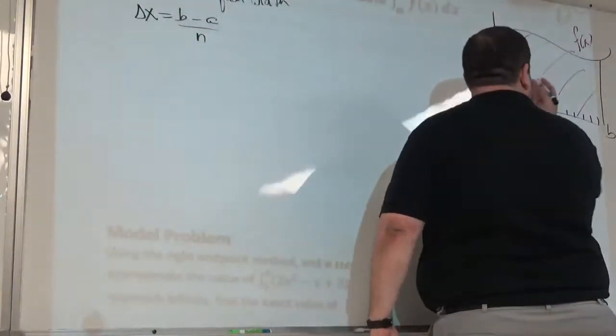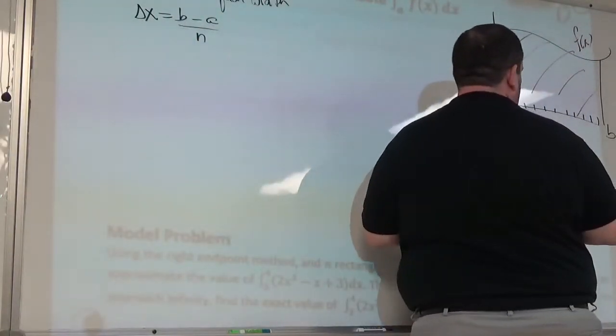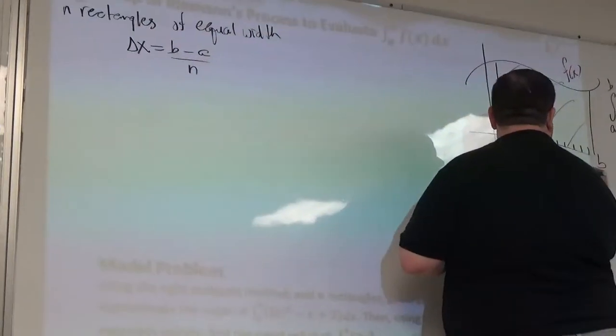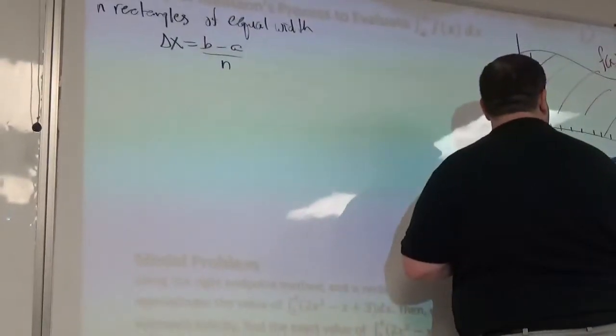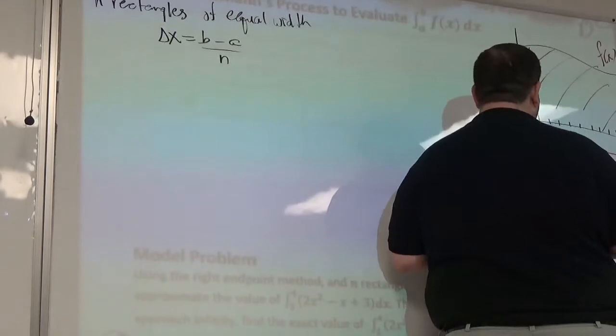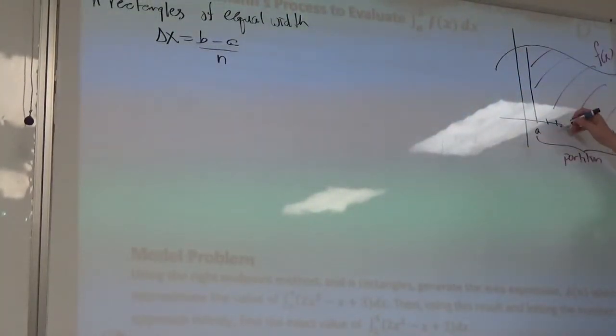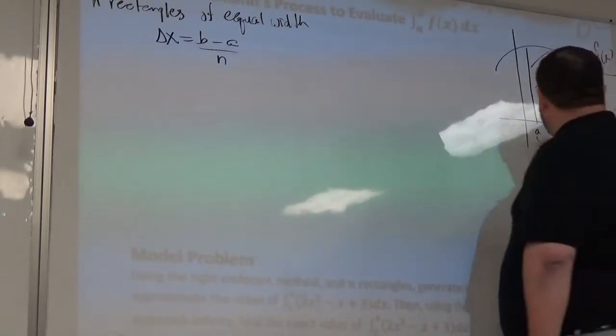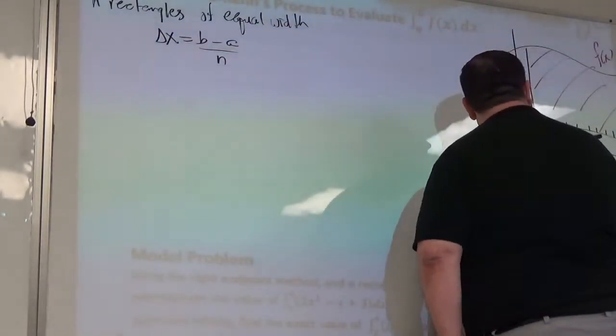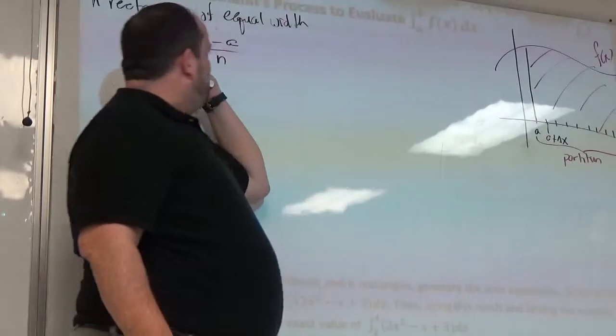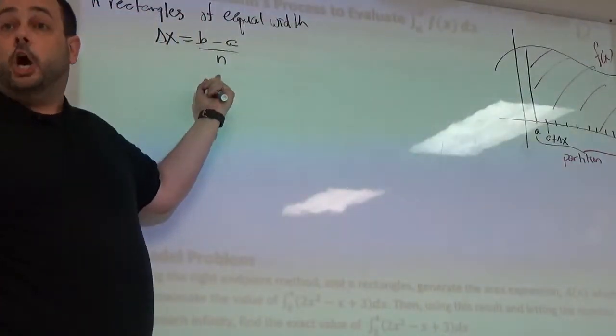Wherever I'm making these cuts, we're going to call that the partition. So we're going to break up this interval using a partition. And if this first guy over here is what I'm going to call a, then this endpoint over here is going to be a plus delta x. It's a plus however far you tell me to go.